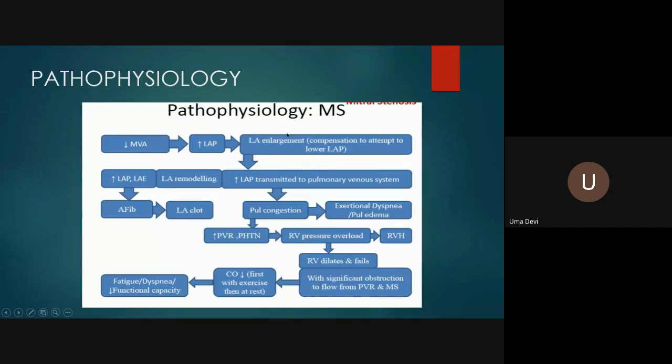So what happens? The compensatory phase is left atrial enlargement. That is, it is a compensation to attempt to lower the increased left atrial pressure, which we don't want. So it is a pathophysiology, and there is a change happening. Now, this increased left atrial pressure is transmitted to the pulmonary venous system. At the same time, LA remodeling occurs, which is not good. So, there is a left atrial enlargement and increased left atrial pressure.